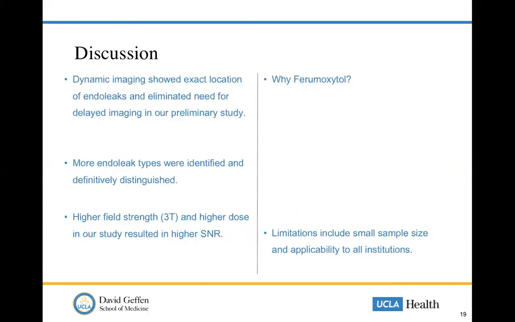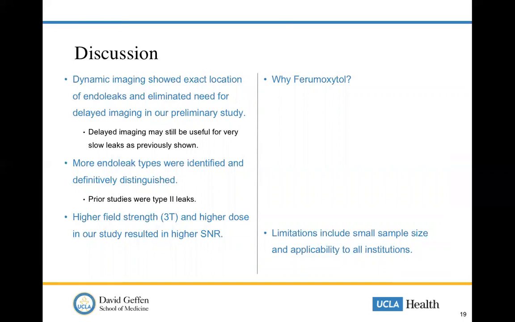We showed that dynamic imaging showed the exact location of endoleaks and eliminated the need for delayed imaging in our preliminary study, though delayed imaging may still be useful for slow leaks as previously shown. More endoleak types were identified and definitively distinguished. Prior studies were type 2. We used a higher field strength and higher dose, which resulted in a higher SNR, and volume rendered images were illustrative and confidently portray the endoleak.